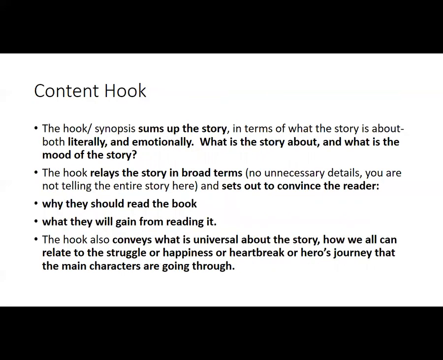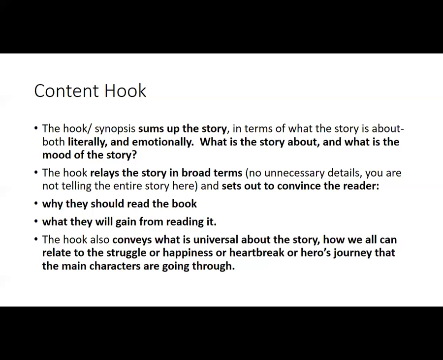Then the hook. You're going to sum up the story literally and emotionally. What's it about and what's the mood of the story? You're going to relay the story in broad terms. I don't want a whole lot of unnecessary details. Make it short, but make it clear and understandable. While you're writing all this, try to make it so compelling and interesting that it convinces the reader why they should read the book and what they'll gain from it.